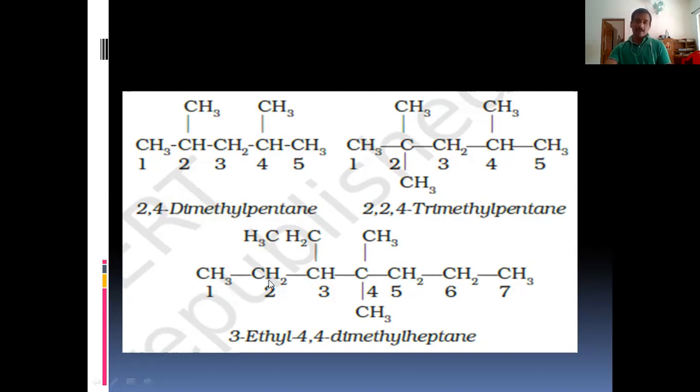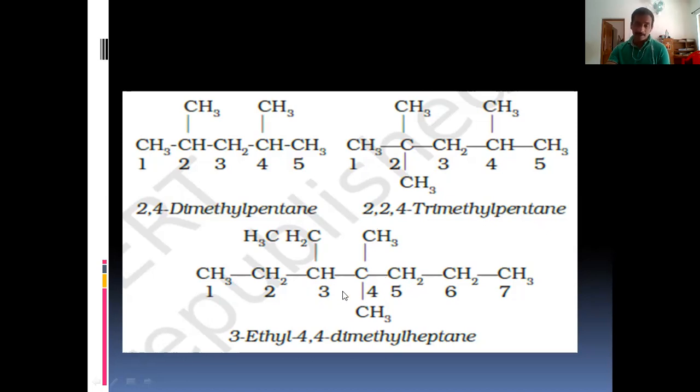Here the substituent is an ethyl group, and here 2 methyl groups are substituted. So here there is no confusion. You have to start numbering from this side. What is the reason? 1, 2, 3. In the third carbon atom itself there is a substituent, but if you start from here, 1, 2, 3, in the third carbon atom there is no substituent. So you have to start numbering from this side. 1, 2, 3, 3-ethyl, 4, 4-dimethyl heptane. 1, 2, 3, 3-ethyl, 4, 4-dimethyl heptane.